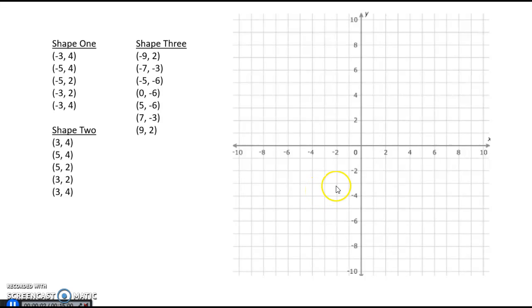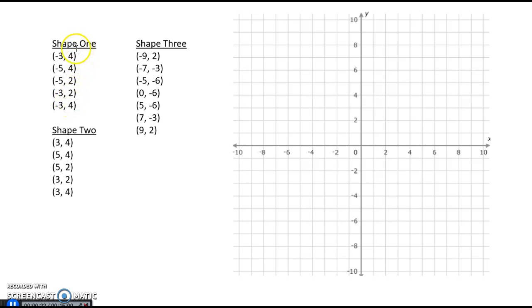Alright, so we are looking at making characters on a coordinate grid. You're going to get a coordinate grid, and you're going to get a sheet of paper that has ordered pairs on it. What you're going to do is take each shape one at a time and connect all those ordered pairs in that order.